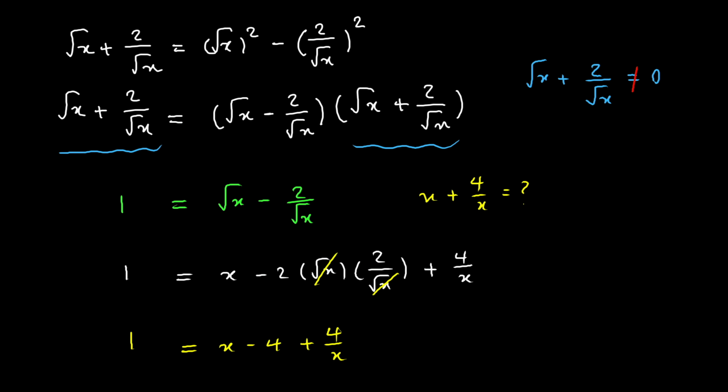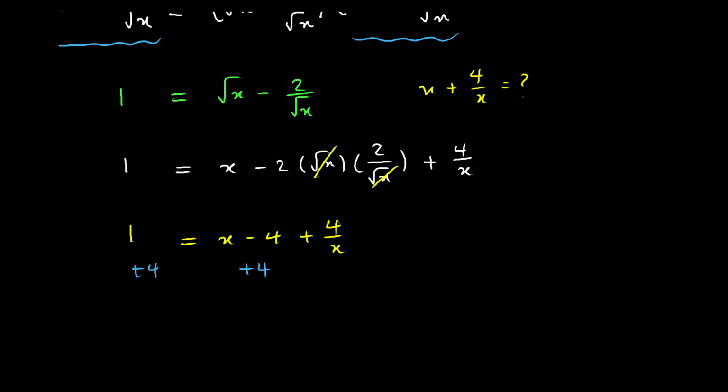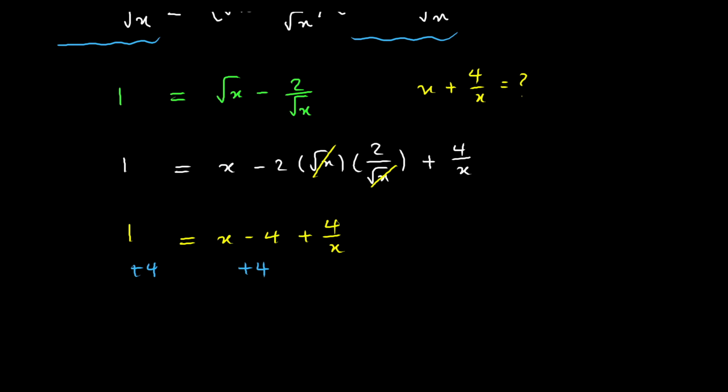Now at this point, if I add 4 to both sides, I should be done with this question, because then I will have 5 equals x plus 4 over x. So we evaluated x plus 4 over x, and this is what we wanted to do.